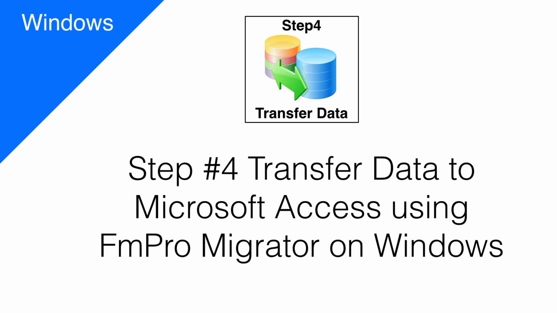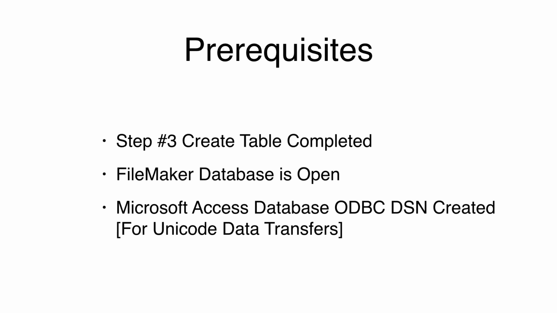During step number 4, FmPro Migrator transfers data from FileMaker into the Access table created in step number 3. To complete this task, you should have created the table in the Access database during step number 3. The FileMaker database must be open and ODBC sharing must be enabled.